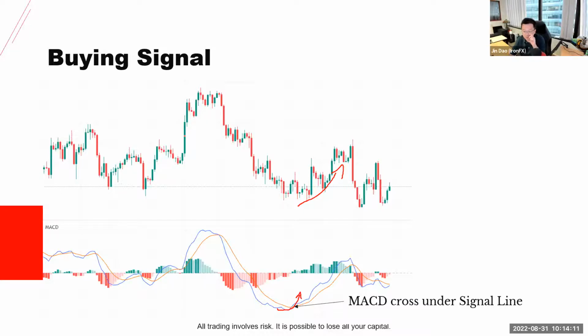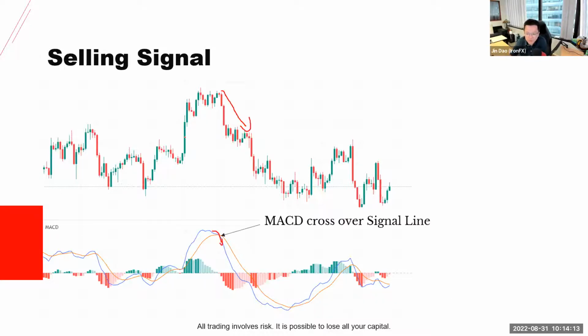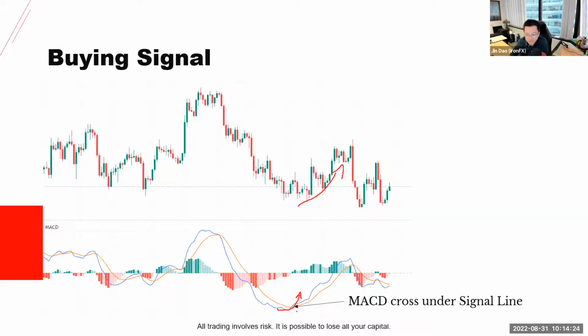Okay, but the main thing you're looking for here is that crossover. The MACD crossing down from the signal line to signal a selling opportunity, and the MACD line crossing up from the signal line, signaling a buying opportunity. Okay, so quite straightforward. Cross down, looking for price to move lower. Cross up, looking for price to move higher.